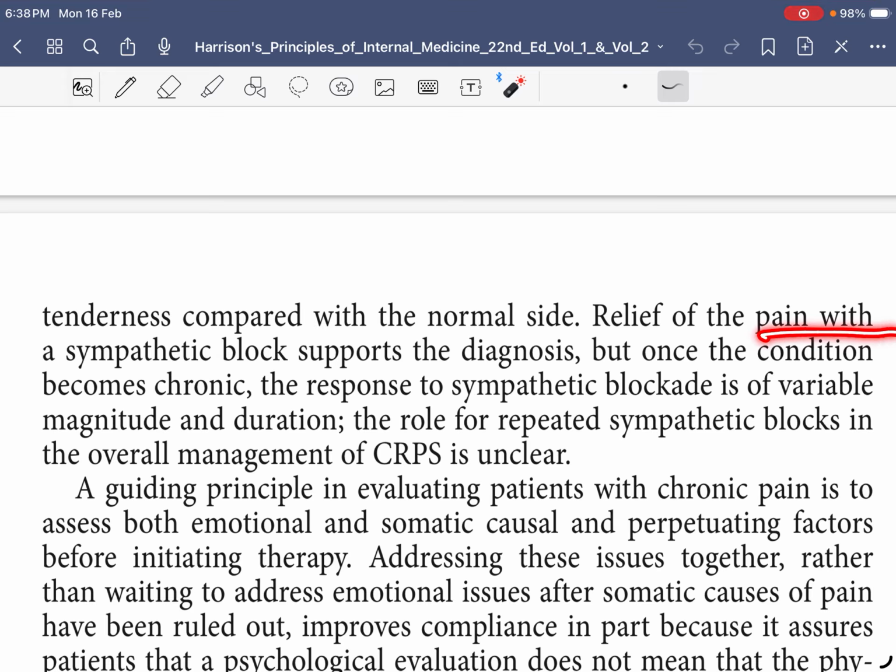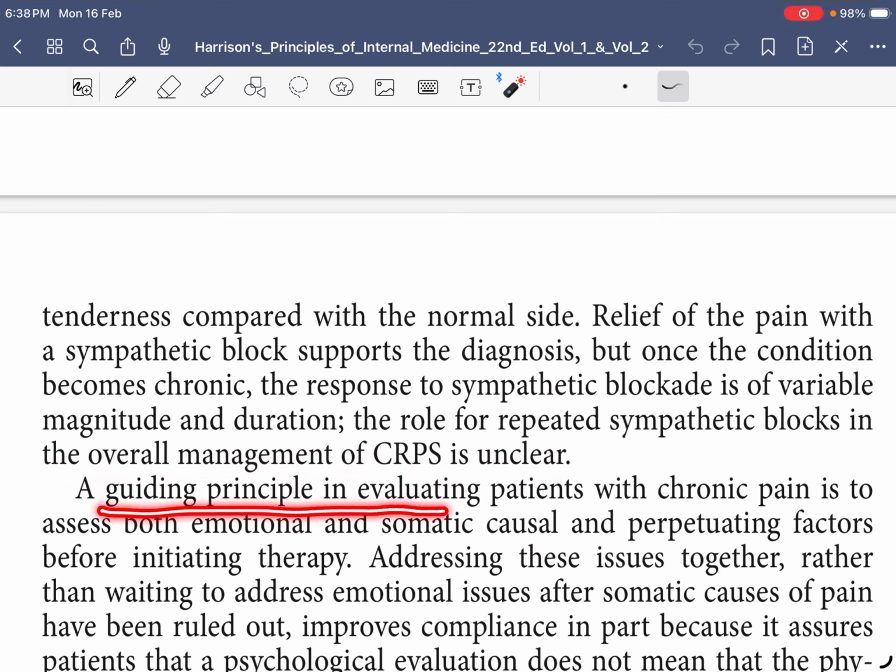Relief of pain with a sympathetic block supports the diagnosis, but once the condition becomes chronic, the response to sympathetic blockade is of variable magnitude and duration. The role of repeated sympathetic blocks in the overall management of CRPS is unclear.